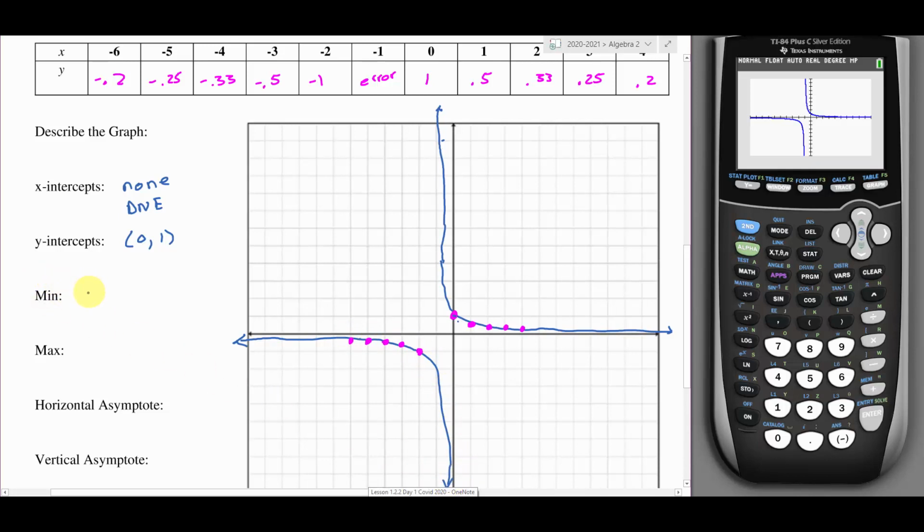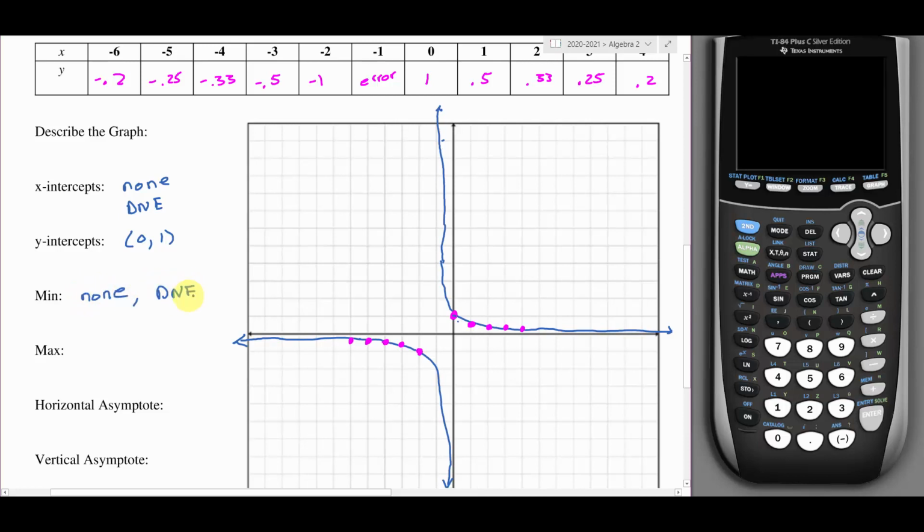So we would say for a minimum, it is either none or DNE. All right, a minimum does not exist for this graph. And then we go to the max, right? Well, a max is the highest point. Looking at my graph, notice that this thing goes on forever and ever on its way up, right? So there is no max. So we would say none, and then DNE.